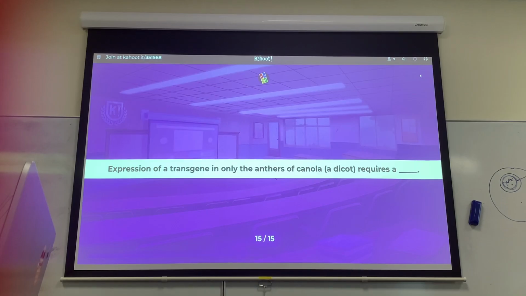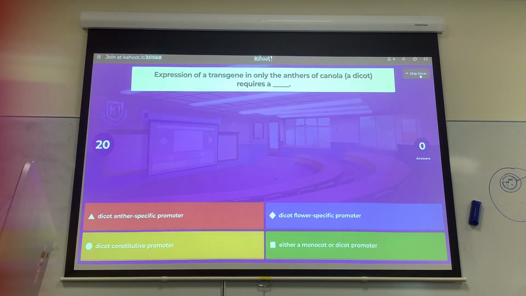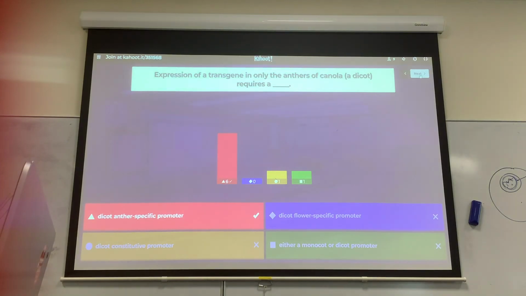Expression of a transgene in only the anthers of canola, which is a dicot, requires... The answers are all in the question. We want it only in the anthers, that's the clue. If we said anywhere in the plant, it would be constitutive, but we said only the anthers, so it means anther-specific expression. And canola, the clue I gave you is that it's a dicot. Remember last week I said dicot promoters work better in dicots, monocot promoters work better in monocots.